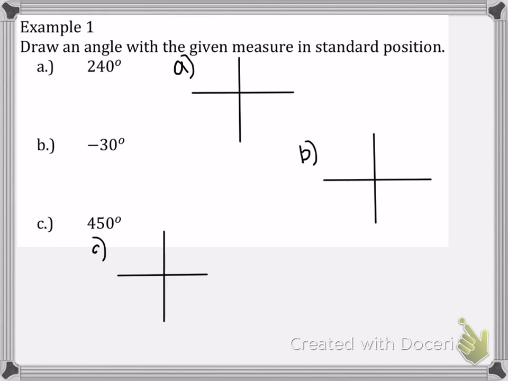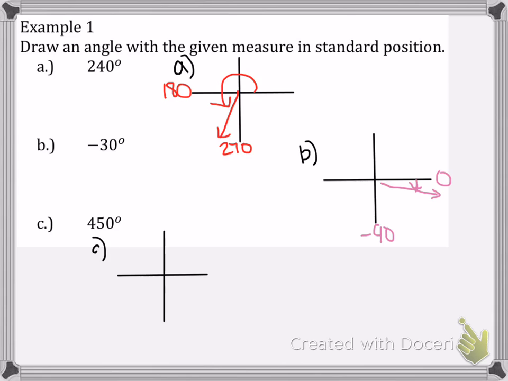So draw an angle with the given measures in standard position. Well, since this is 180 degrees, and this is 270, then 240 is about 30 degrees from 270, and it's positive, so it goes that way. Negative 30, well, this is negative 90. This is 0. So negative 30 is only about 30 degrees past 0, moving in the negative direction.